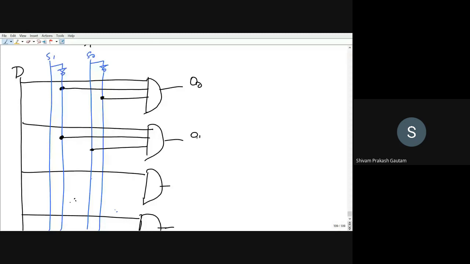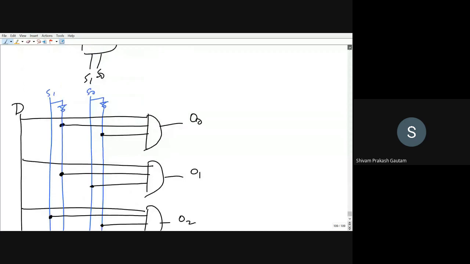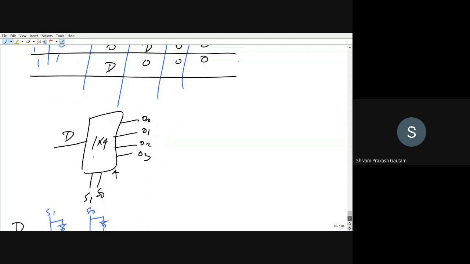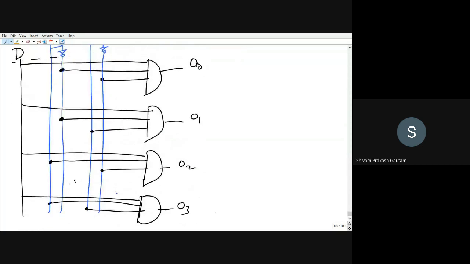Third case, S1 will be 1 and S0 will be 0. So this is O2. Last case, both will be 1. So this is S1 and this is S0, and this is output O3. So this is the circuit which is inside this logic, right? You can draw a block here and represent it. This is inside the circuit, right?